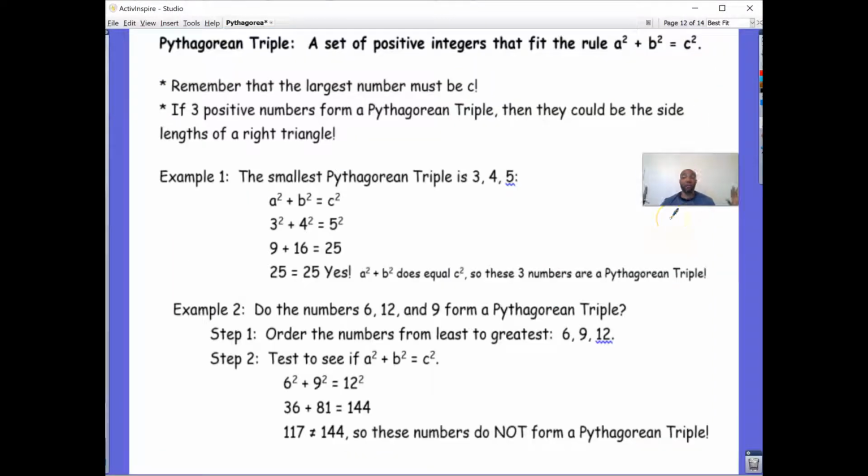Okay, now we are moving on to the last part of today's lesson. It is the understanding of what a Pythagorean triple is. Let's read the definition and make sure that we have a clear understanding. A Pythagorean triple is a set of positive integers that fit the rule A squared plus B squared equals C squared. What is an integer? An integer is a whole number and its opposite. So we think about 1, 2, 3, 4, 5, and the opposite of 1, 2, 3, 4, and 5.